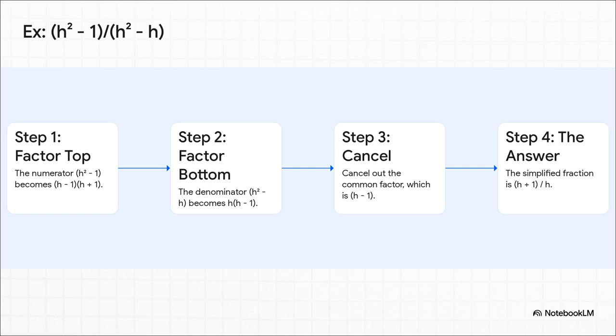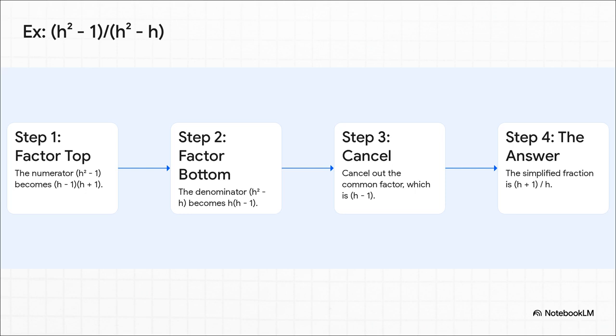Okay, let's see this in action with an example. We've got h squared minus 1 on top and h squared minus h on the bottom. So step 1, we've got to spot the patterns and factor everything. The top, h squared minus 1, that's a classic pattern called difference of two squares. It breaks down really nicely into h minus 1 times h plus 1. Easy enough. Now the bottom, h squared minus h. They both have an h in them, so we can just pull that out. That gives us h times h minus 1.